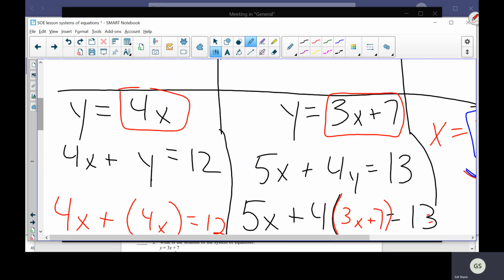Variable all by itself. That to me is not by itself. Well, yeah, but that's not the one we're looking for. We're looking for the variable all by itself, which is y.